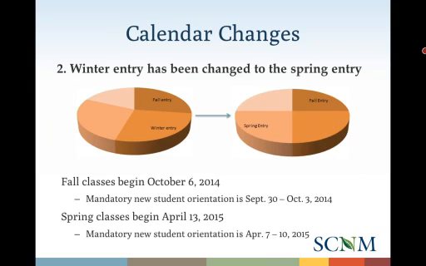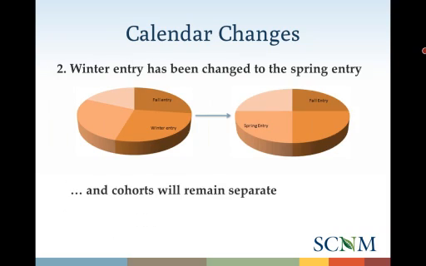Going back to here, there's a couple of dates that I want to make sure that everybody knows about. So we have 2 entering cohorts, one in the fall and one in the spring. Fall classes begin October 6th. There is a mandatory student orientation that is the week before that, September 30th to October 3rd, so please plan on being in town. For those of you that are entering in the spring, classes begin April 13th, but again, please arrive early. Orientation begins on April 7th.